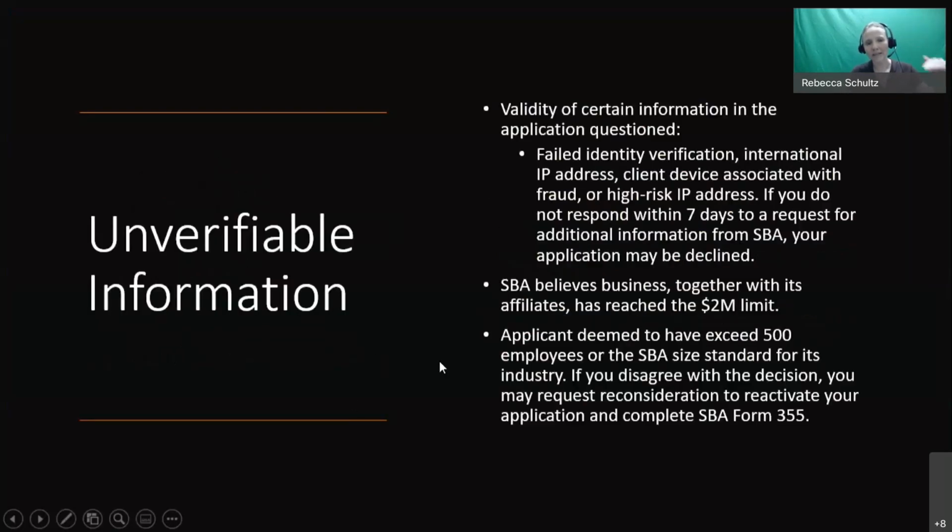Okay, and then the second is going to be unverifiable information. Oh my goodness, that will drive you crazy. That means that they weren't able to verify certain aspects of your eligibility. That could even tie back to international IP addresses. So maybe you're applying for the EIDL reconsideration and you're on vacation in Europe, right? Or maybe you're in Latin America when you're doing this.